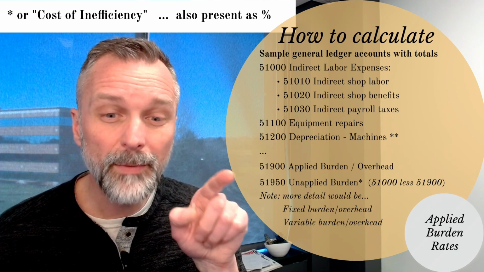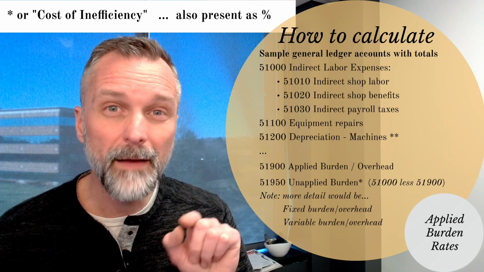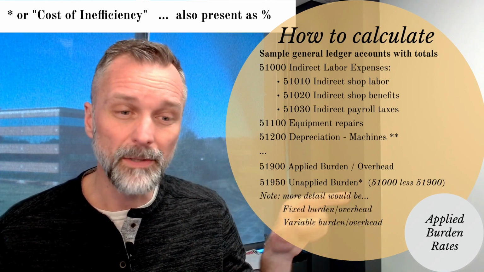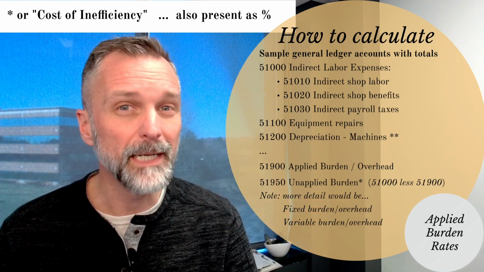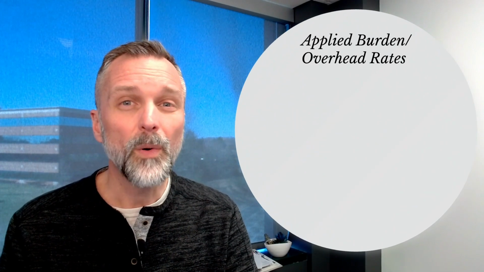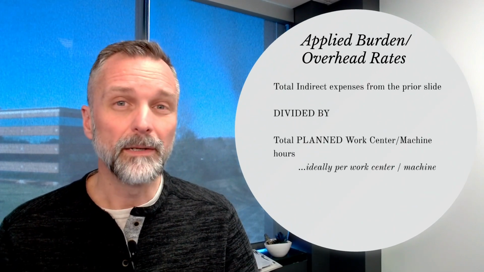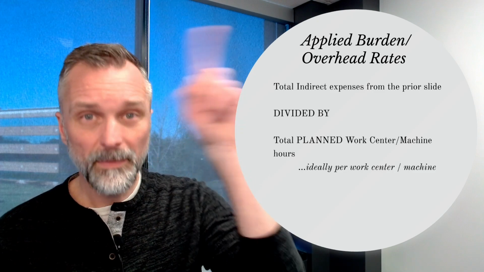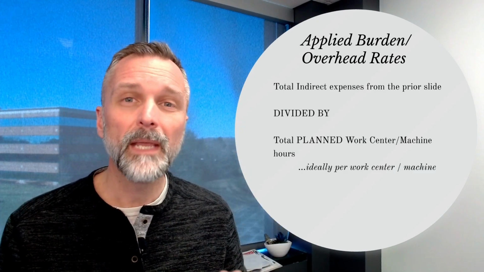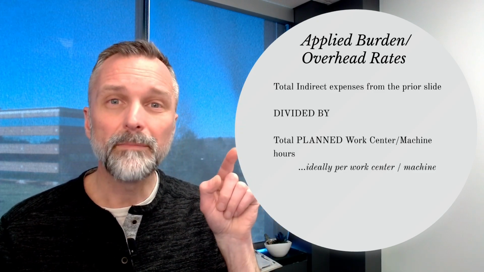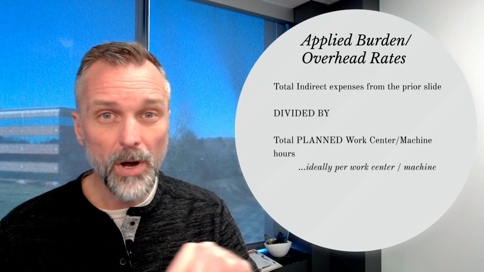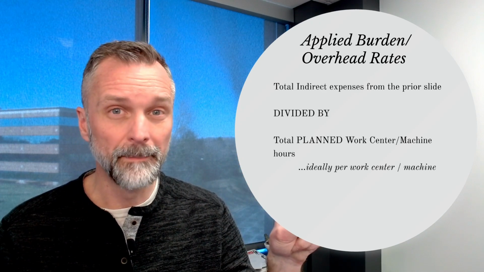Okay, so how do we get this applied burden value posting, and what rate are we going to use? That's this applied burden rate concept. It's not that complicated. We're going to take our planned estimated costs from the prior slide, and we're going to divide that by the planned estimated hours that are going to be logged through the system one way or the other.